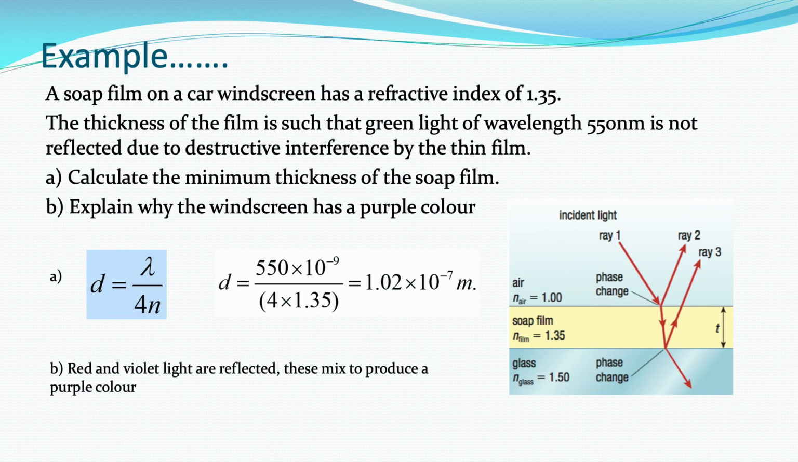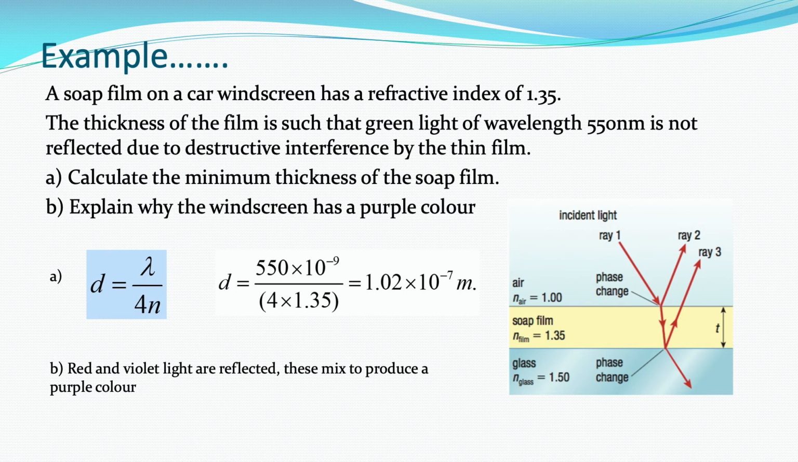d equals lambda over 4n. We know what the wavelength is, it's 550 nanometers. If we divide that by 4 times the refractive index, you get 1.02 times 10 to the minus 7 metres. That would be the minimum thickness that the film would have to be for that wavelength of light not to be reflected.